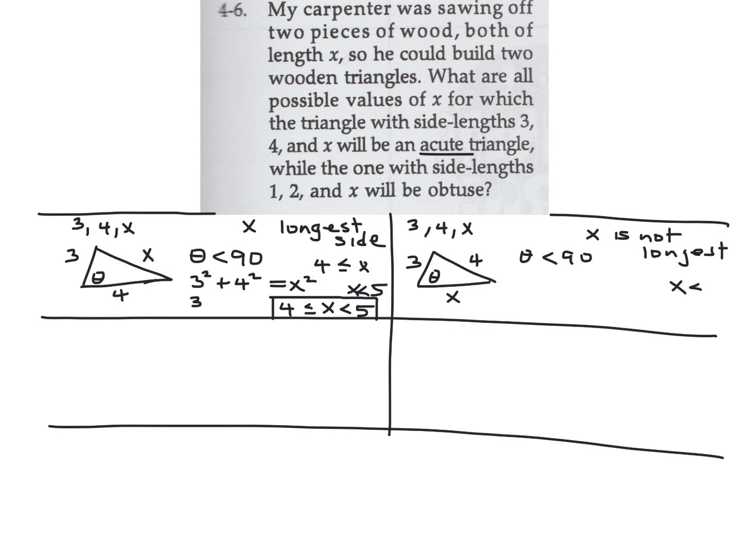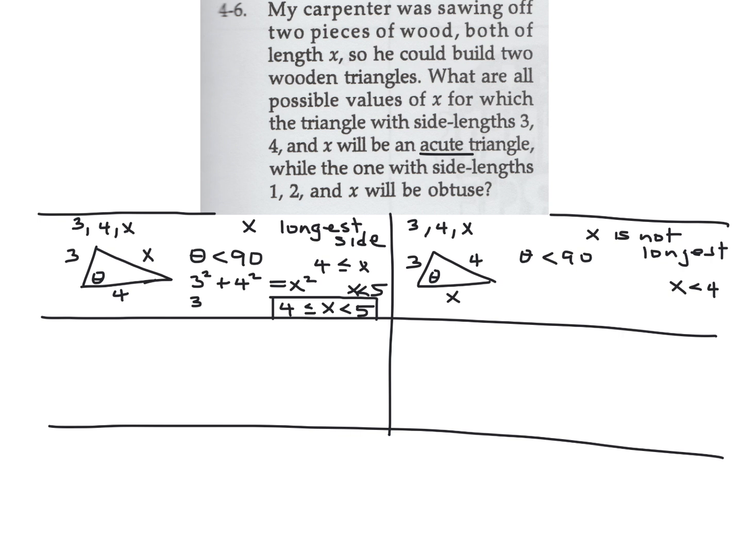Or x should be less than 4, actually. If x is not the longest, x should be just less than 4. Right? Okay, what's next here? I got to figure out the other boundary.